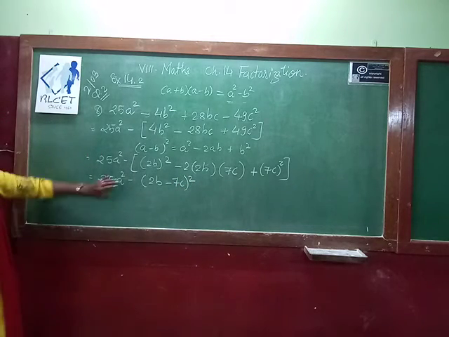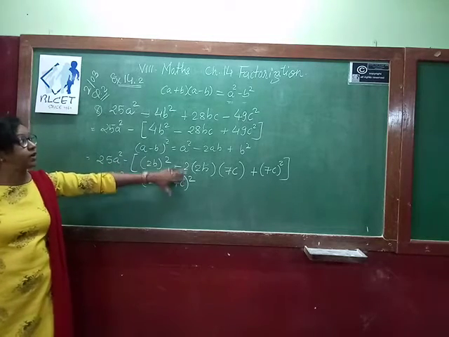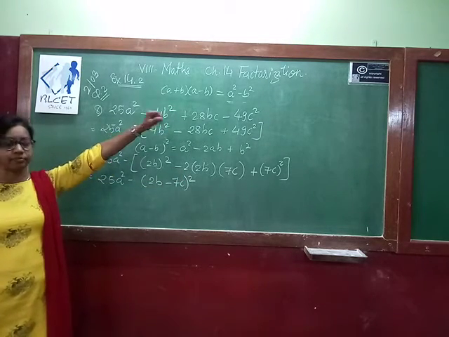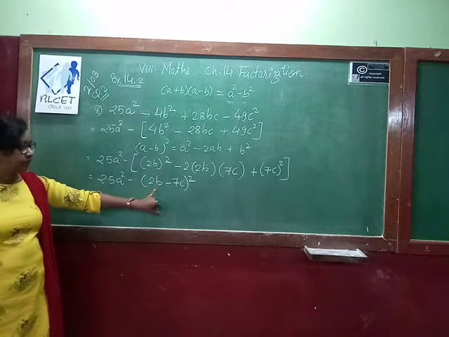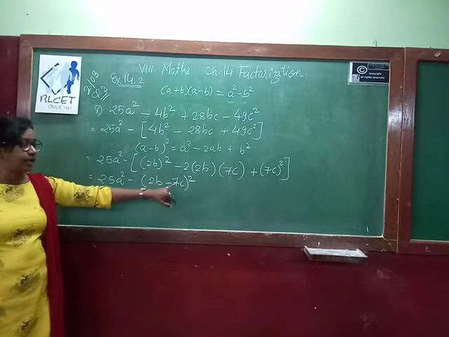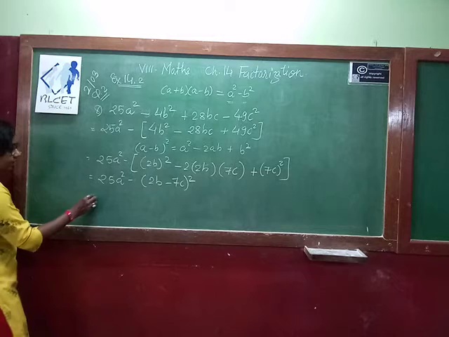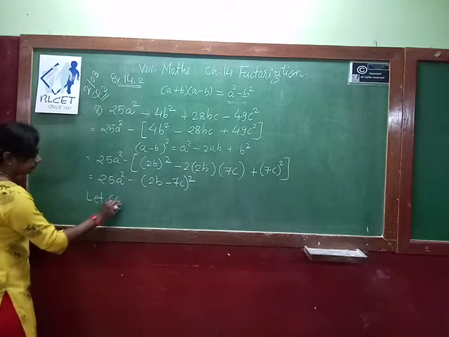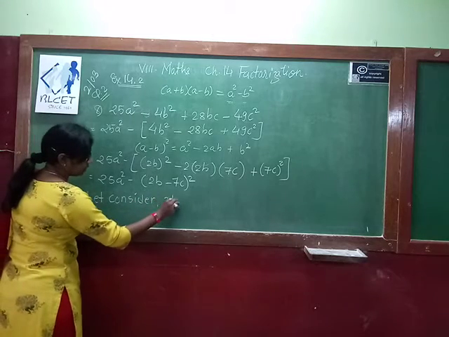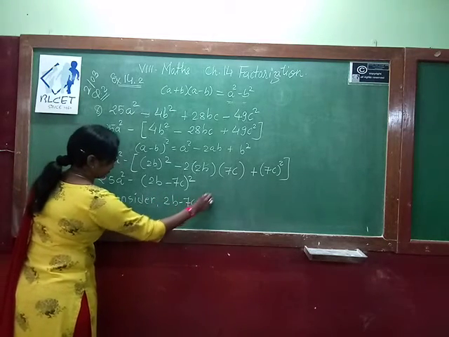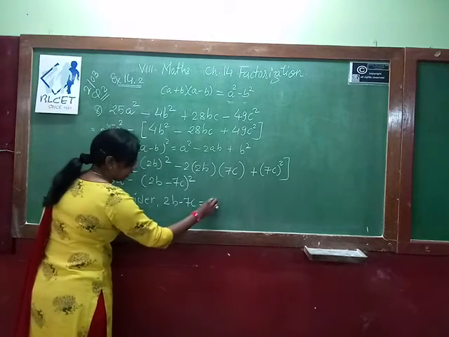Now this is your first term, that is a square. This is your second term, that is b square. If you compare with a square minus b square, you have to convert this into one term. Here you have been given two terms, 2b and 7c, that we have to assume as one term. So what can we do here? Let's consider 2b minus 7c is equal to, b is already over here, so we cannot guess else.